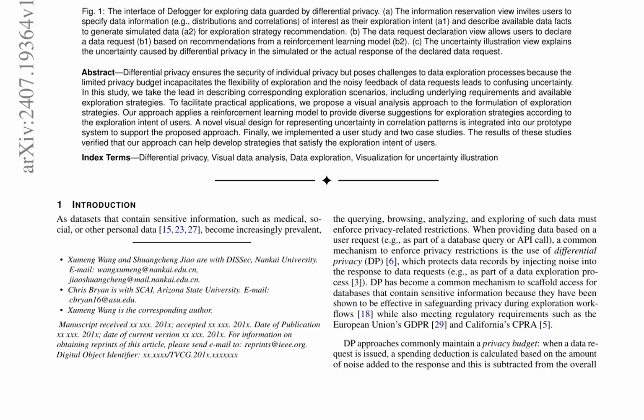The visual design represents uncertainty in correlation patterns, enabling users to understand the impact of differential privacy on their exploration. The researchers highlight the significance of Defogger in facilitating effective data exploration under differential privacy.